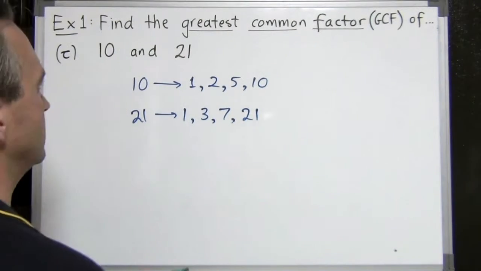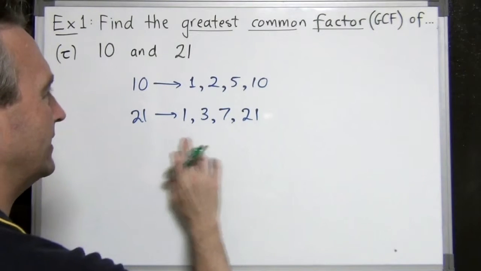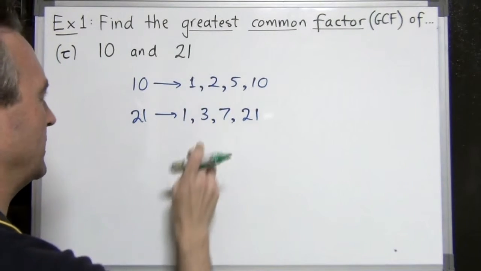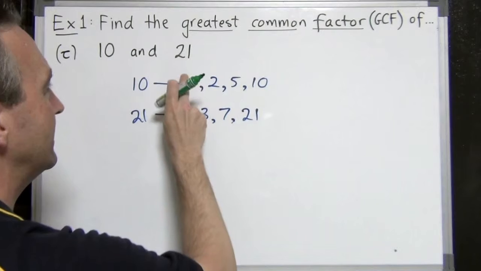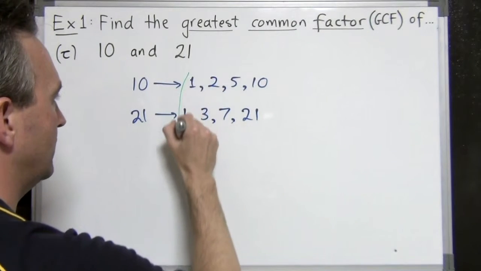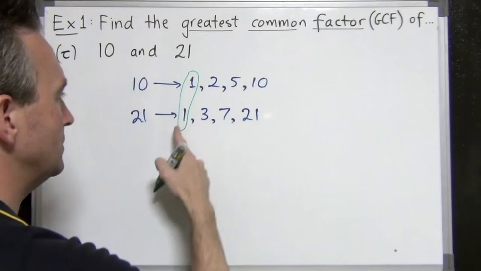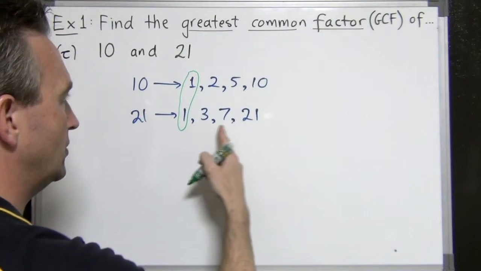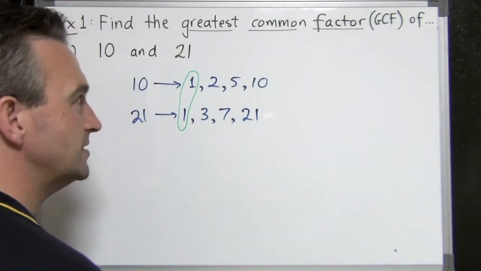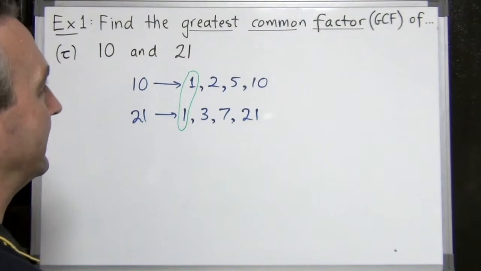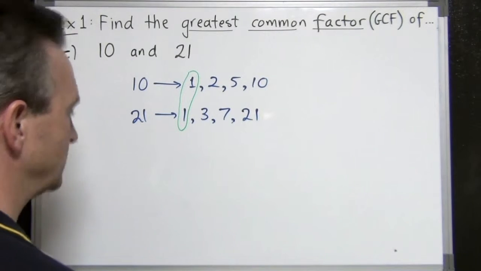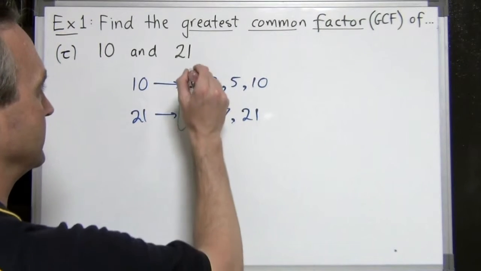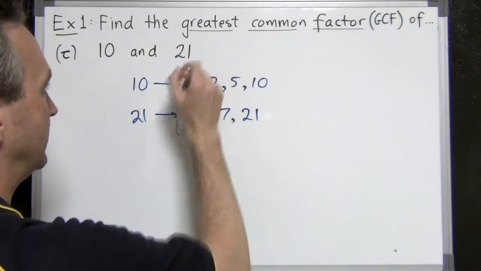Looking good. So let's have a look at our common factors. They both have 4 factors each, so it doesn't really matter which one. Eeny, meeny, miny, mo. 10. 1. Yep, 1 is a factor of both. 2. No 2's here. 5. No 5's here. 10. No 10's here. Oh, so this is a little bit different here. Our only common factor is 1, which also means our greatest common factor for 10 and 21 is 1.